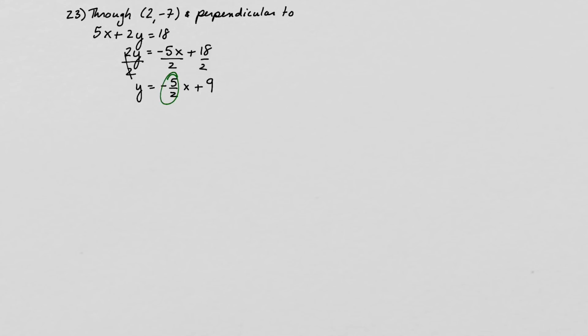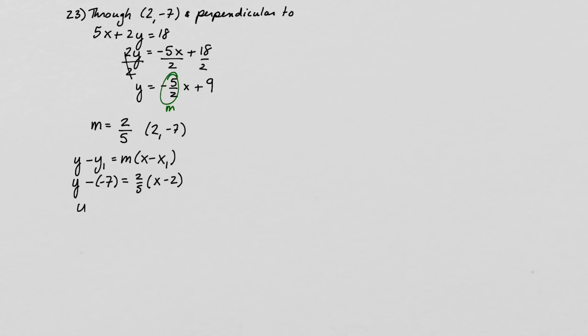So my slope, right, is negative 5/2, which means my reciprocal slope for my perpendicular line, I'm going to flip that fraction over, so 2 over 5. It was negative, so now it's going to stay positive. And I still have that point 2, negative 7. So again, y minus y1 equals m times x minus x1. So y minus negative 7 is going to be 2/5 times x minus 2. So y plus 7 is going to be 2/5 x minus 4/5.